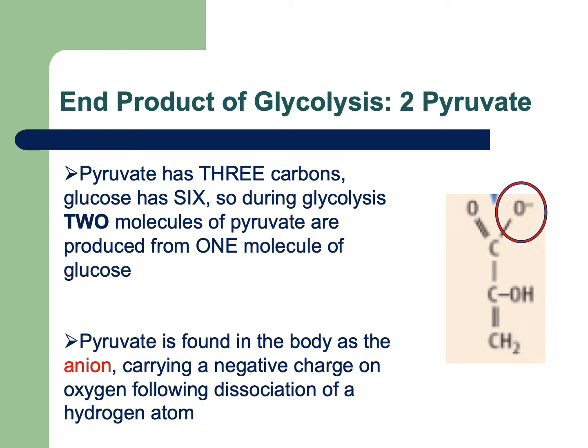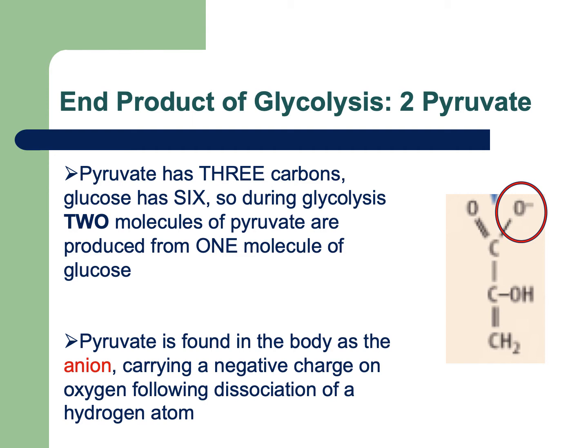Hello everyone! Last class we went through all of glycolysis. As a reminder, the final product of the splitting of glucose is two pyruvate molecules. As you can see here on the right figure, pyruvate has 3 carbons. Remember, glucose has 6, so during glycolysis, 2 molecules of pyruvate are produced from 1 glucose molecule.